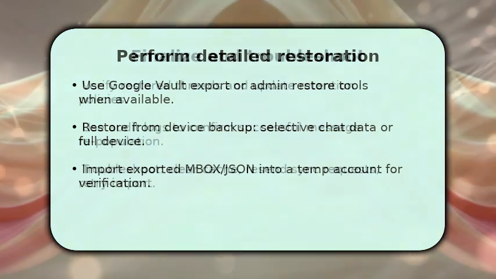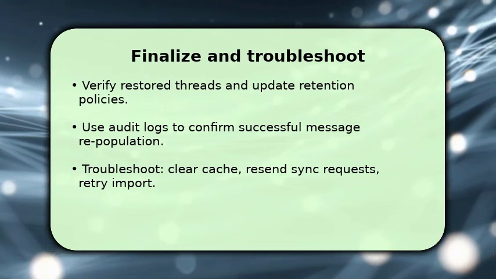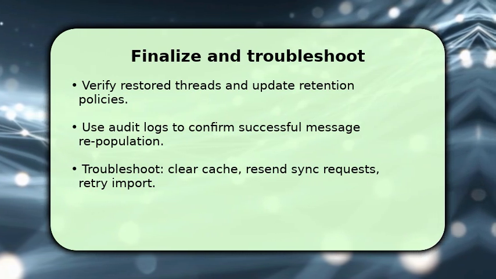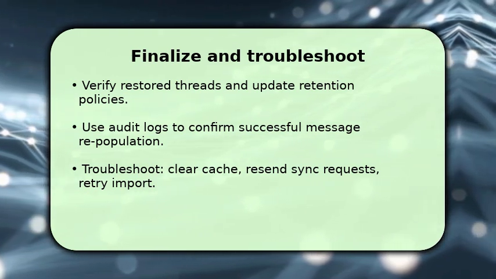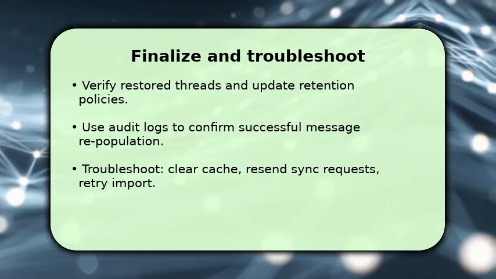You finish by validating restored threads in Google Chat and confirming participants and timestamps are correct. Once satisfied, update retention policies to prevent future loss. Check audit logs in the admin console to confirm message repopulation and note any skipped items.